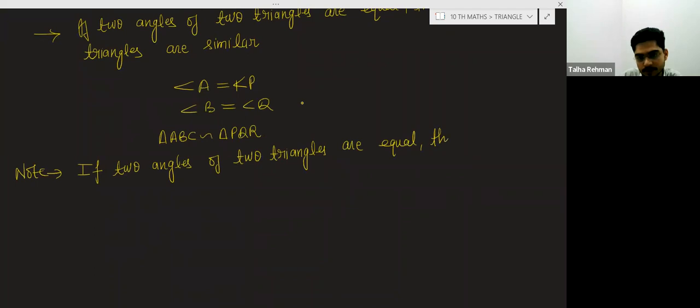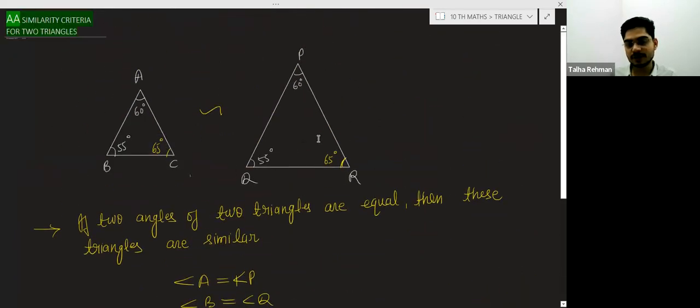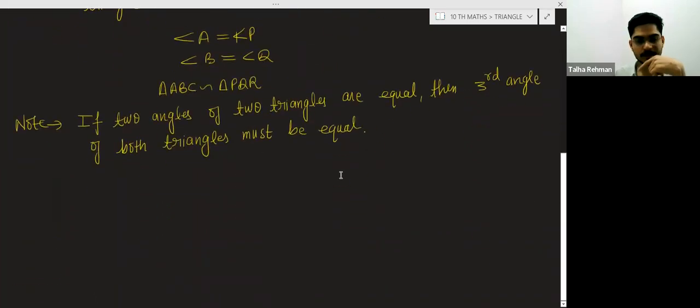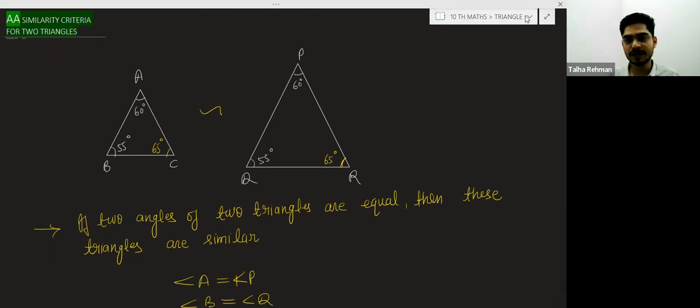Then the third angle of both triangles must be equal. So see, the third angle must be equal. This is 65 degrees. This is also 65 degrees. So angle C and angle R are also equal. So this is your angle-angle similarity criteria for two triangles.